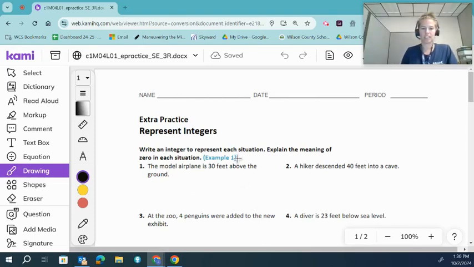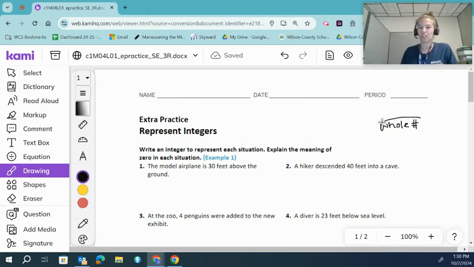Today we are discussing integers, okay? Integers are positive and negative whole numbers. So we've talked about whole numbers before. They are your counting numbers, and they include zero. So 0, 1, 2, 3, 4, 5, 42, 98, 157. Okay, those are all of your whole numbers, and they're all positive.